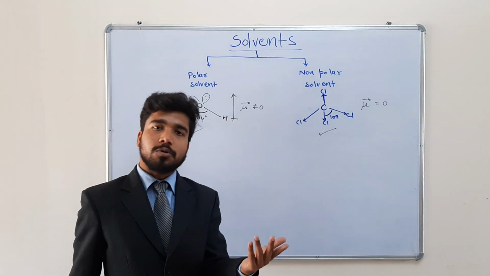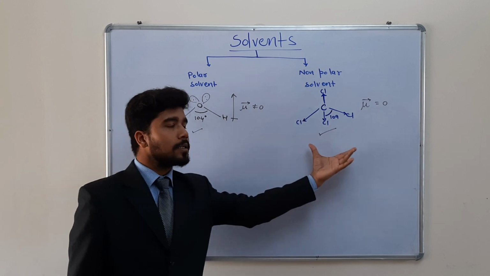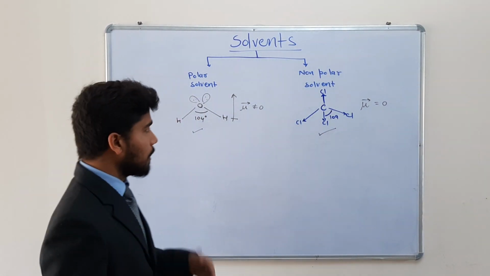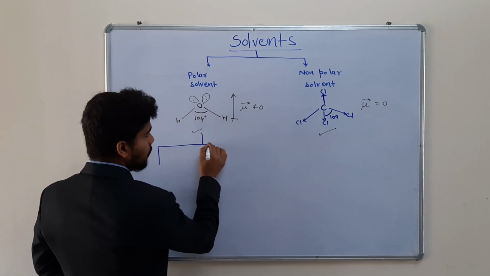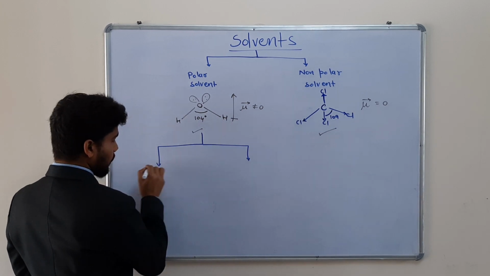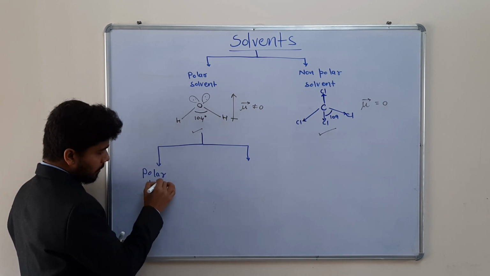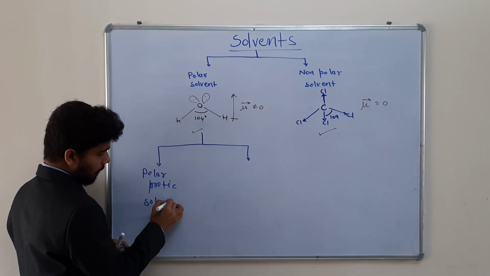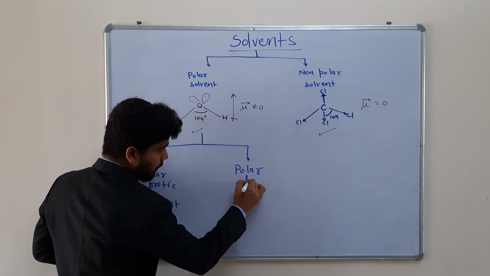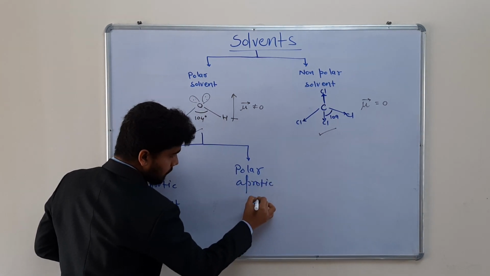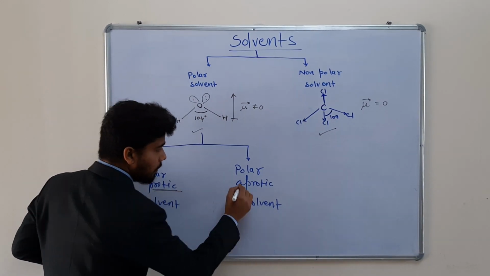And if these two molecules are being used as a solvent, we will call this a polar solvent and this a non-polar solvent. Now, furthermore, there are two types of polar solvents. First category is polar protic solvent, and second category is polar aprotic solvent. So all we have to focus on is the term protic and the term aprotic.